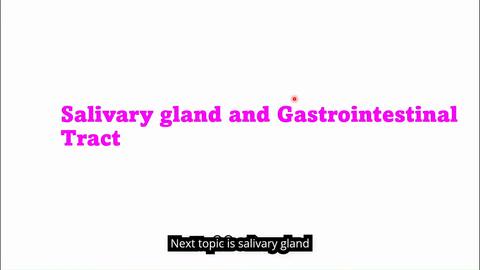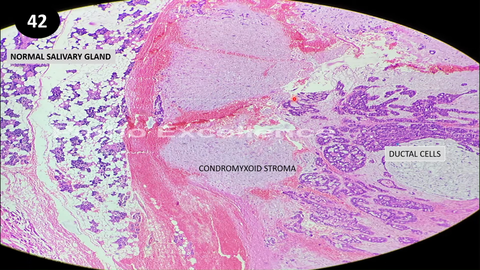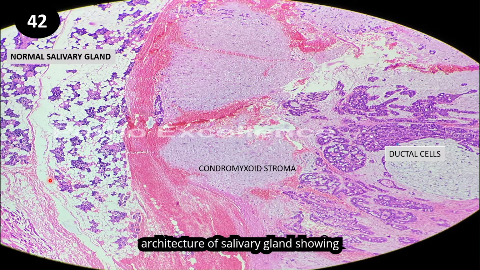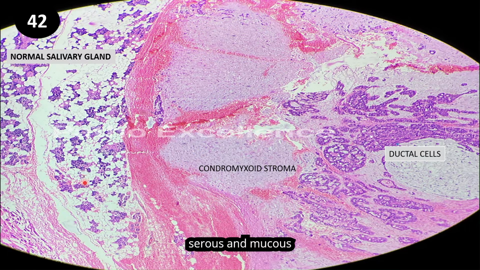Next topic is salivary gland and GIT. In this slide, here you can identify preserved normal architecture of salivary gland, showing serous and mucus acini. So this is the tumor part which is capsulated, showing variegated areas like ductal epithelial cells and stroma showing chondromyxoid change.